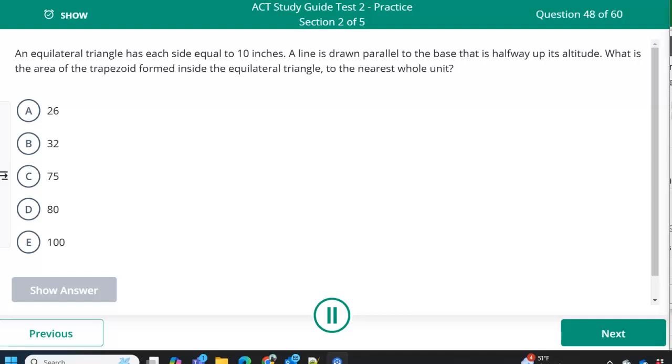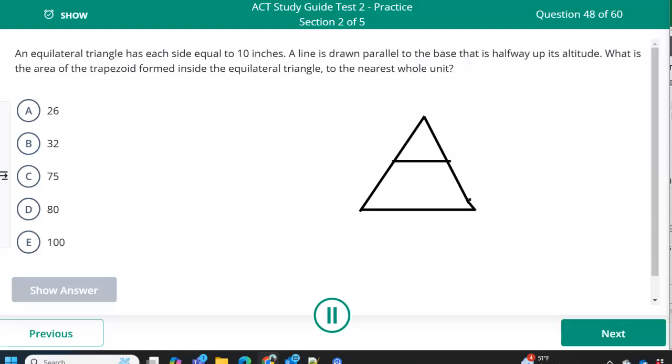An equilateral triangle has each side equal to 10 inches. A line is drawn parallel to the base that is halfway up the altitude. First of all, let's sketch that. We have an equilateral triangle. It seems a little bit off, but okay. And then over here, then up here. And that is 10. A line is drawn parallel to the base that is halfway up the altitude. Halfway up. It's probably right about here. What's the area of the trapezoid?